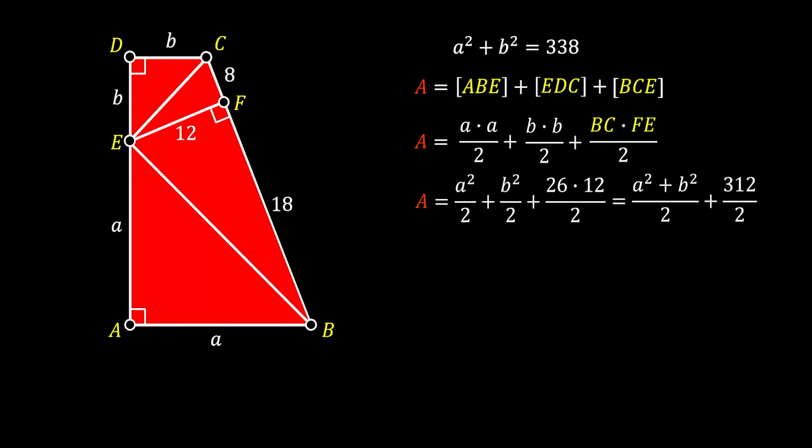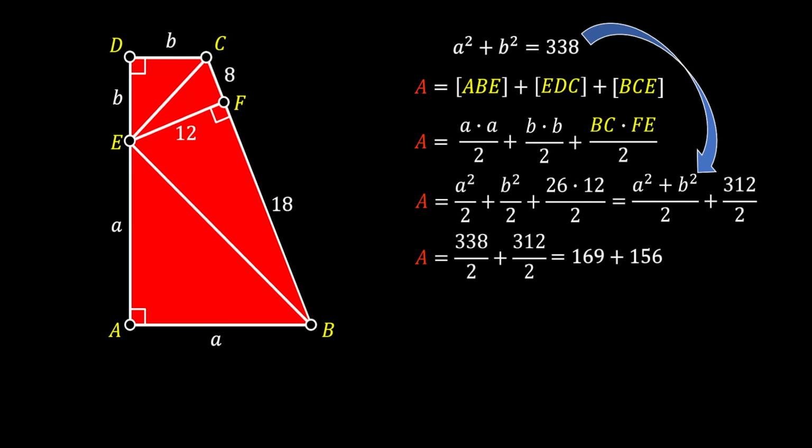But remember, we already have the value of a squared plus b squared, and we're going to substitute this value for 338, and we will get the following. Now we can just simplify both terms by 2, and we will finally get that the area of our red trapezium is equal to 325 squared units, and this is our solution.